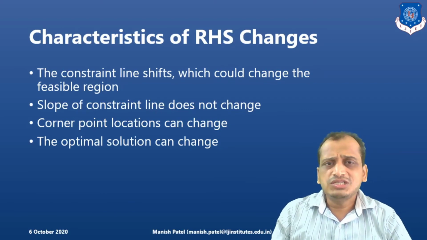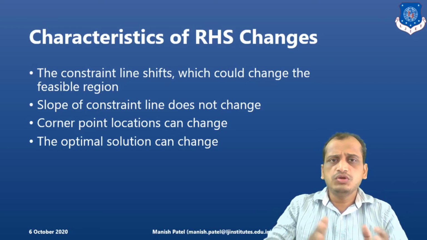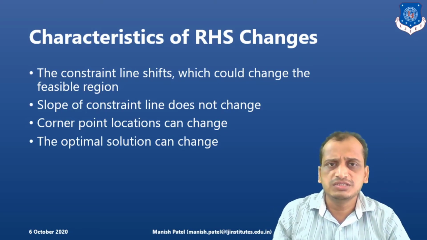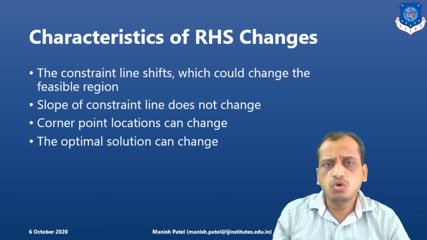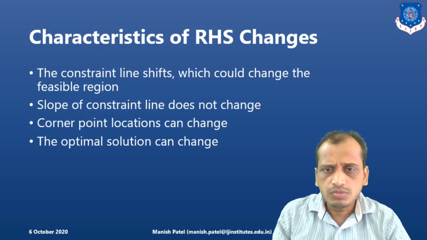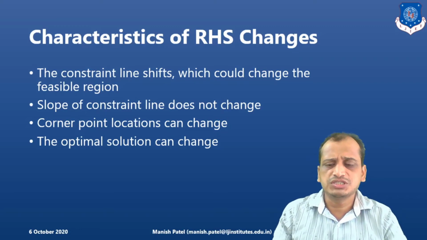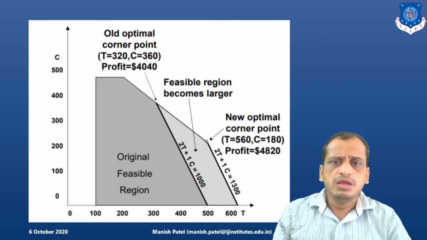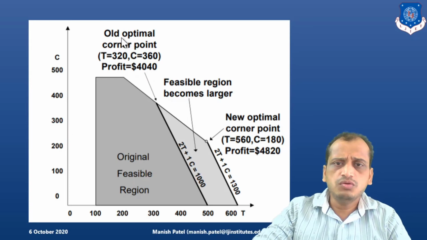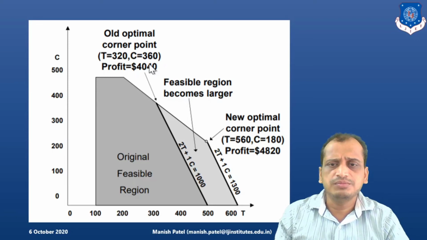So what are the characteristics of right hand side changes? Definitely the feasibility region is going to increase because we have increased the constraint size as well, right? But the slope is not going to change. The slope will remain the same. The corner point, or you can say the optimal solution, is definitely going to change. Hence, let's solve the problem. The old corner point, we already know, was 320 and 360, and the profit realized was 4,040.